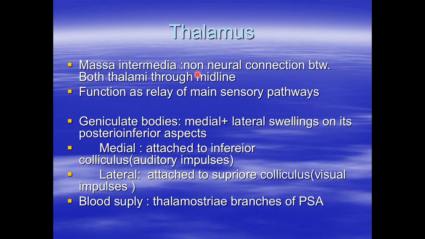The blood supply of the thalamus is through the thalamostriate branches of the posterior cerebral artery, so not the PCA.